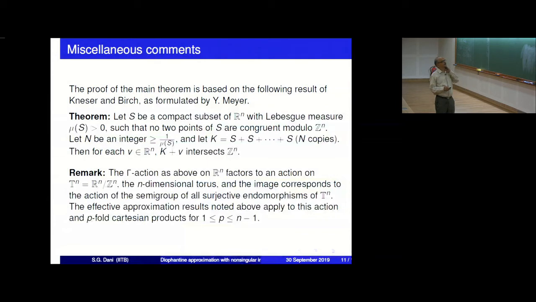So this mu S is strictly less than 1. Take 1 over mu S and take an integer which is bigger than or equal to that. So it's at least 2. And form the set K, which is S plus S plus S, n copies.